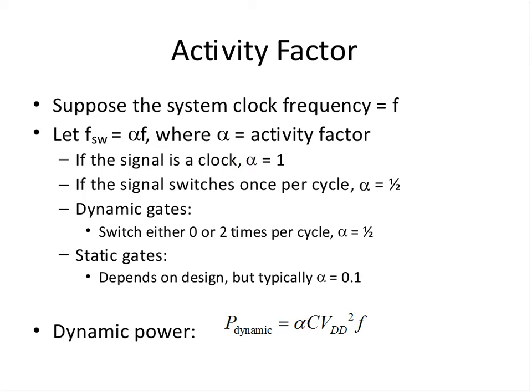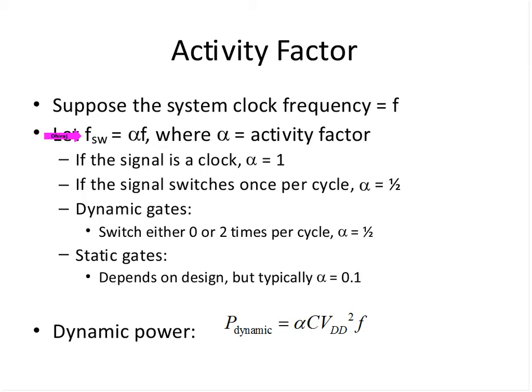Data signals typically switch less, so alpha is just a number based on some statistics. So now the dynamic power equation becomes alpha C VDD square F. We replace FSW by alpha F, where F is the clock frequency now.